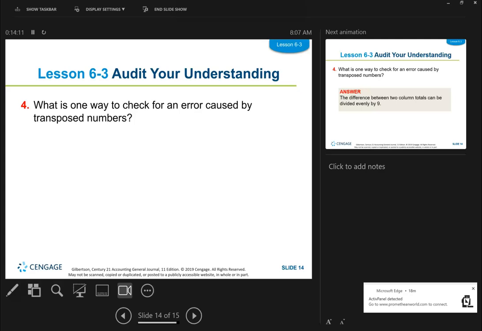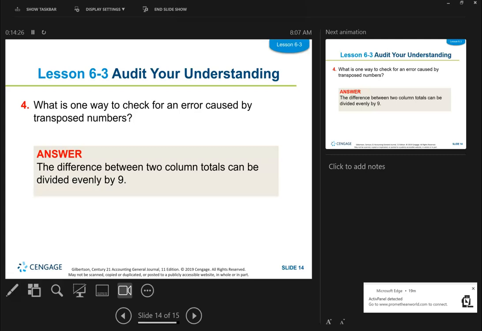What is one way to check for an error caused by transposed numbers? Do you know what transposed means? Like instead of writing down the number 12, we wrote down the number 21. So transpose just means you switch the places. The difference between two columns can be divided evenly by 9. You say so, man.